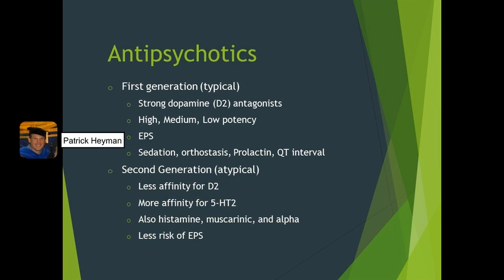From the first generation antipsychotics, haloperidol or Haldol is probably the most commonly used one, but there are some others. Chlorpromazine or Thorazine was the very first one ever discovered, and fluphenazine is also fairly common.